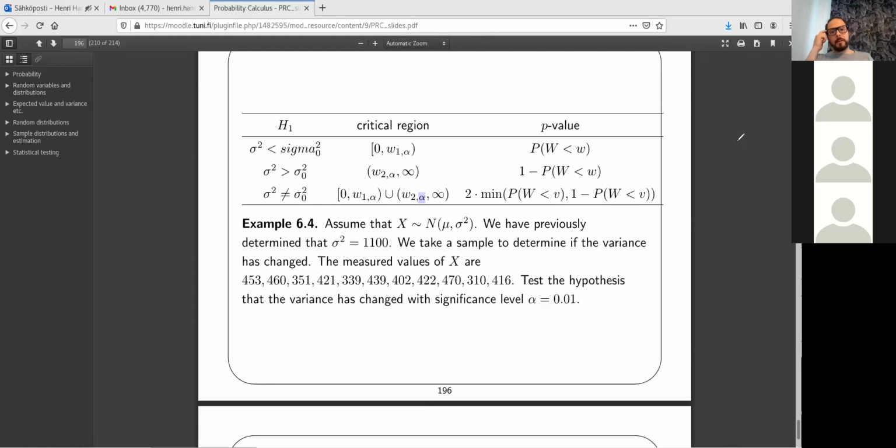So let's assume that we have a normally distributed variable. We have previously determined its variance to be 1,100. We take a sample to determine if the variance has changed. So again, let's use MATLAB here. Keep this page open and keep it in mind. I'm going to have to change the window a little bit. I'm terribly sorry.